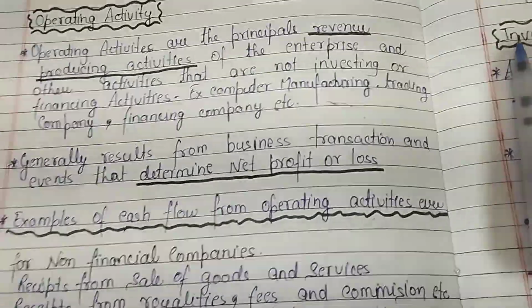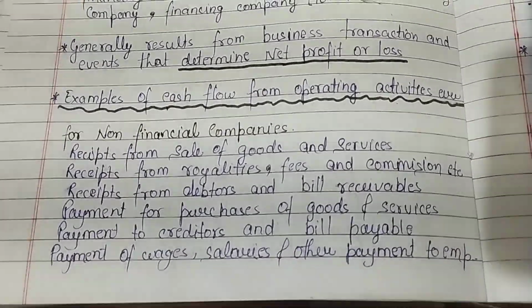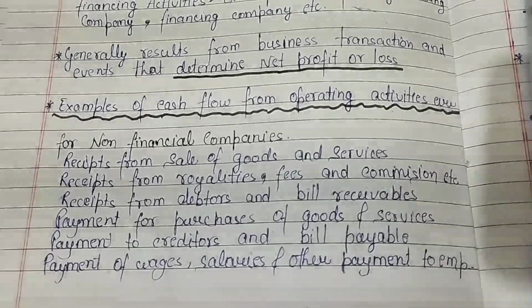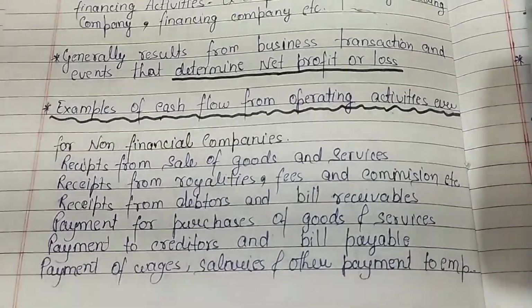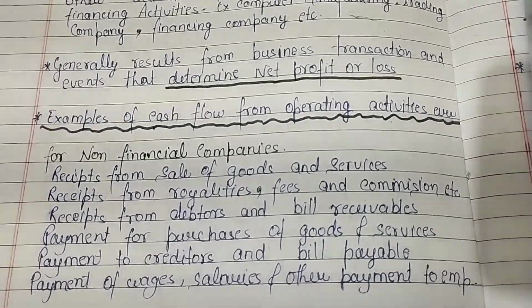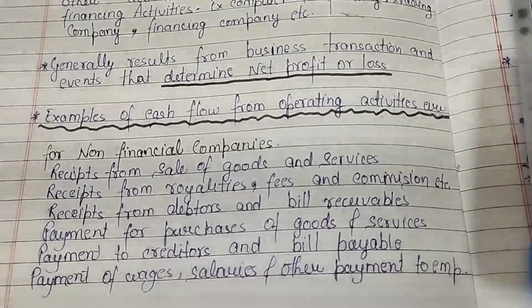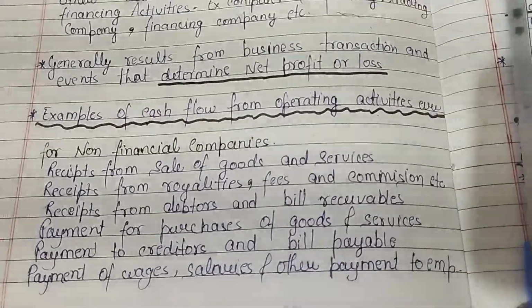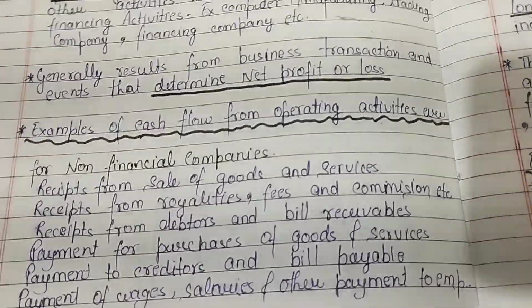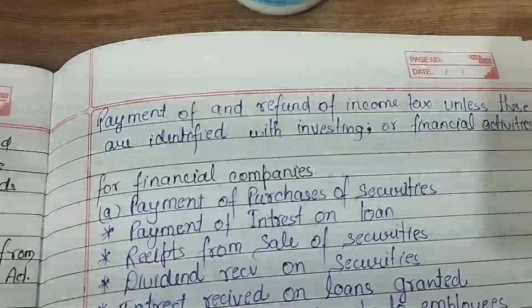Examples of cash flow from operating activities, for non-financial companies: receipts from sales of goods and services, receipts from royalties, fees and commission, etc., receipts from debtors and bills receivable, payment for purchases of goods and services, payment to creditors and bills payable, payment of wages and salaries, other payments, and payment of refund of income tax unless these are identified with investing or financing activities.